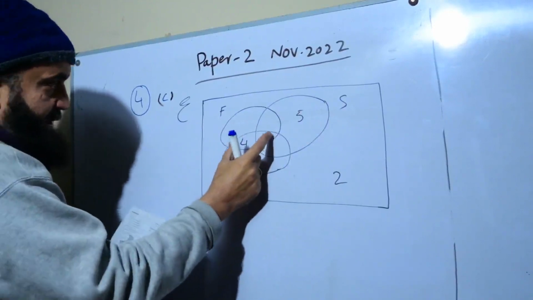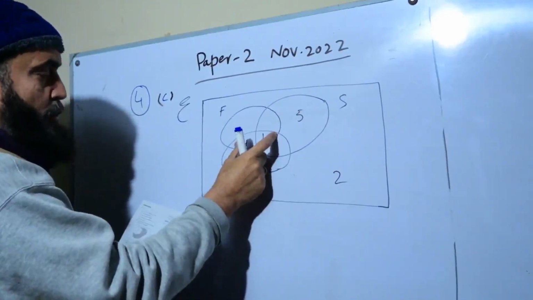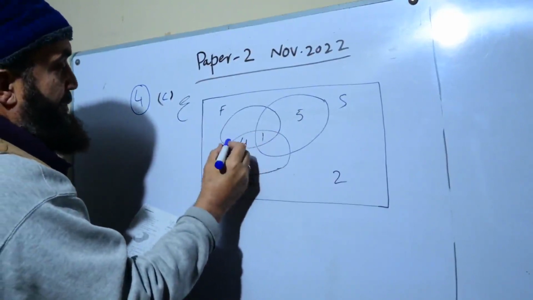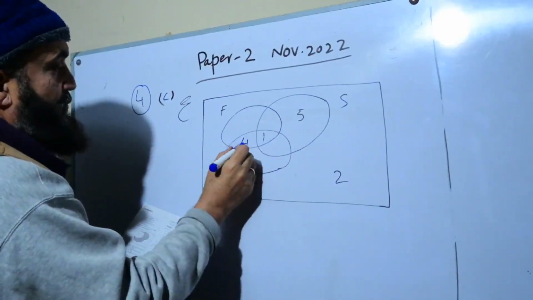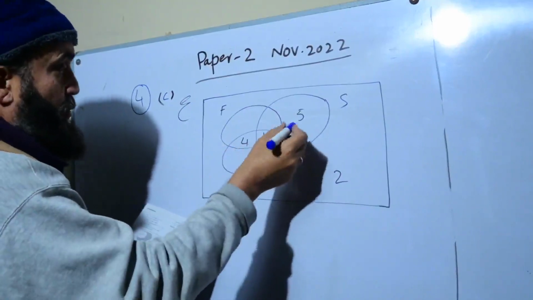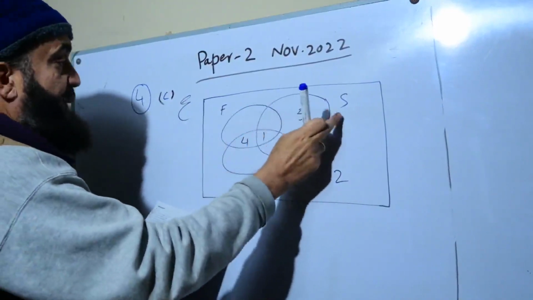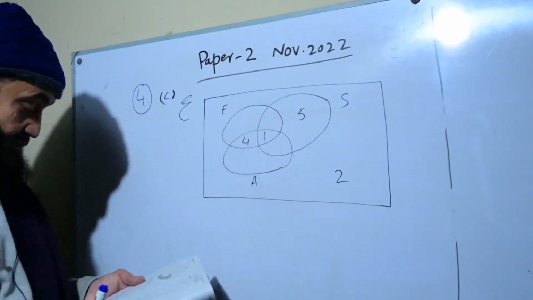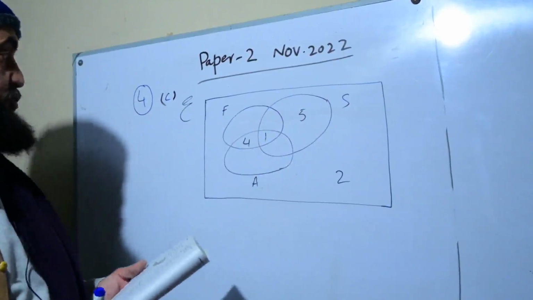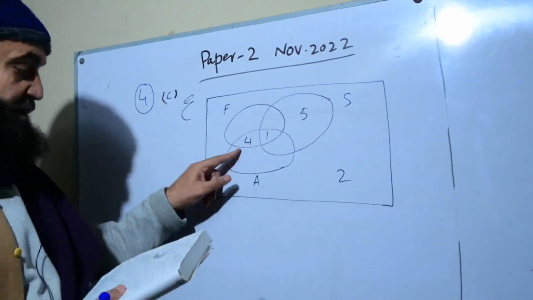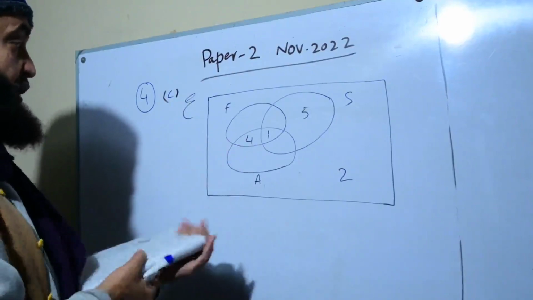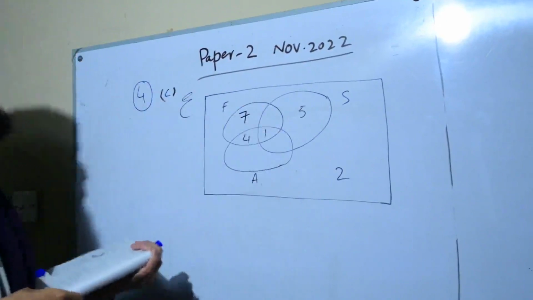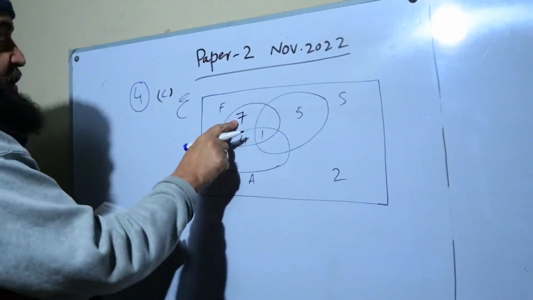This area shows those students who study French and Arabic, 5 students. Those students who study Spanish and French are represented by this area. The question says 7 students study French only. So here will be 7. This area represents those students who study French only, so this is 7 here.